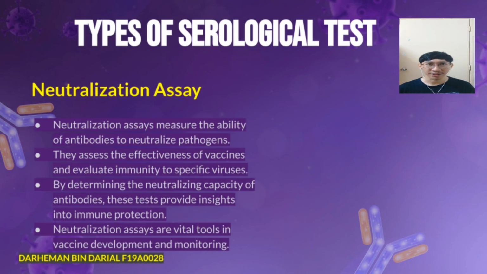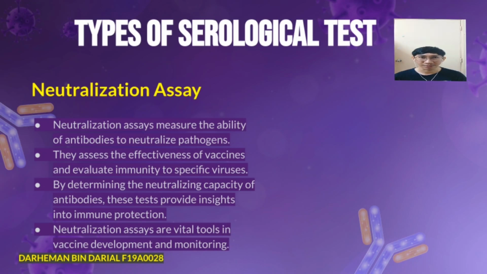Next is neutralization assay. Neutralization assays measure the ability of antibodies to neutralize pathogens. They assess the effectiveness of vaccine and evaluate the immunity to specific viruses. By determining the neutralizing capacity of antibodies, this provides insight into immune protection. Neutralization assays are a vital tool in vaccine development and monitoring.